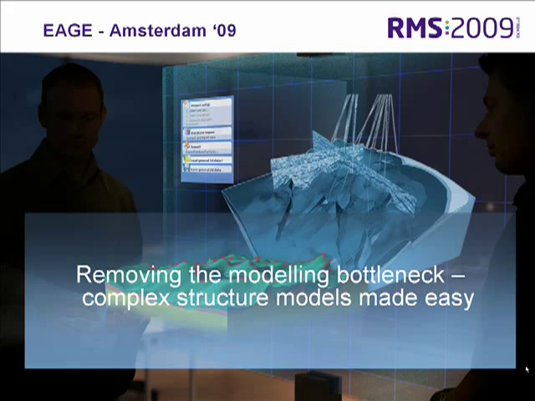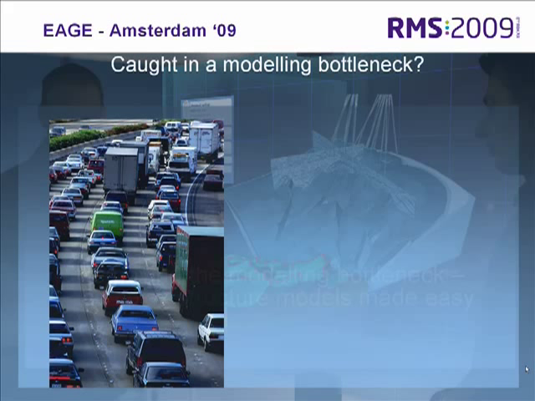You will no doubt be aware of geomodelling companies talking about their modelling solutions and how fast and simple they are. Why is this so important? Why is speed such a critical issue? Well, it's often because building the structural framework is a bottleneck in the reservoir modelling process. Getting the structure right takes time, but this can have a negative impact on a project's timeline, creating pressure to simplify the model. Do you want to be caught in a modelling bottleneck?